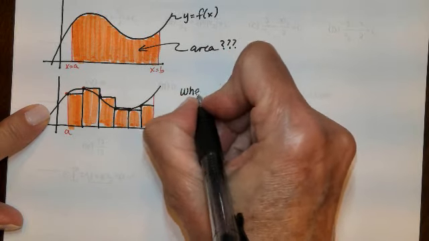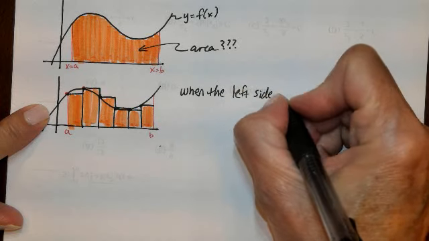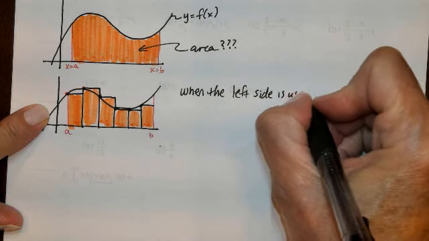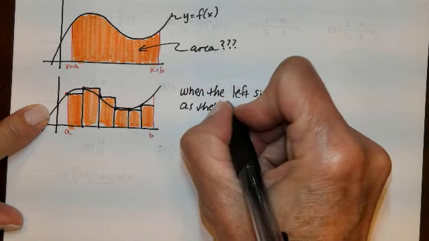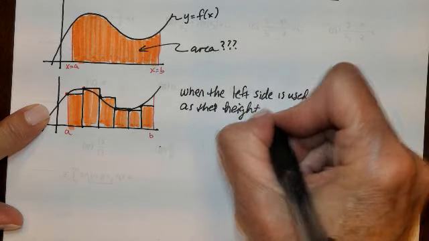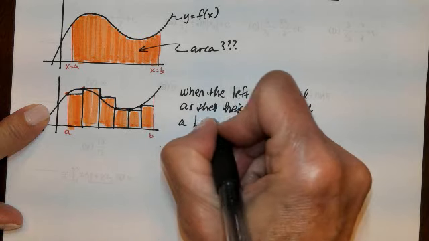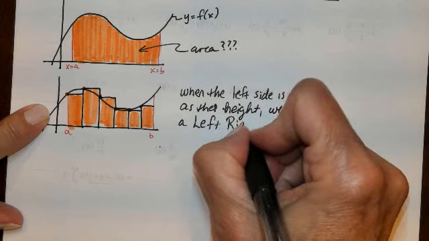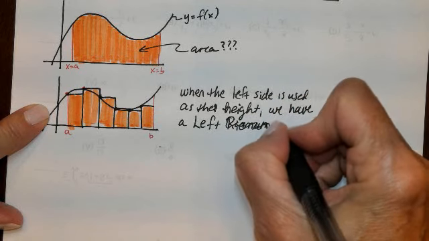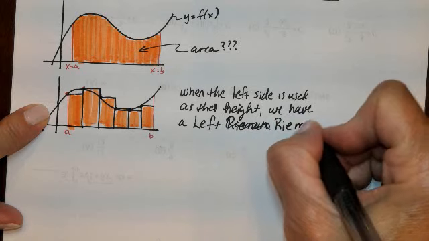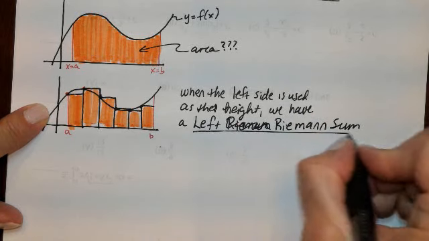So when the left side is used as the height, we have what is called a left Riemann sum. Riemann. Okay, let me spell this right. R-I-E-M-A-N-N, sum. So this is a left Riemann sum.